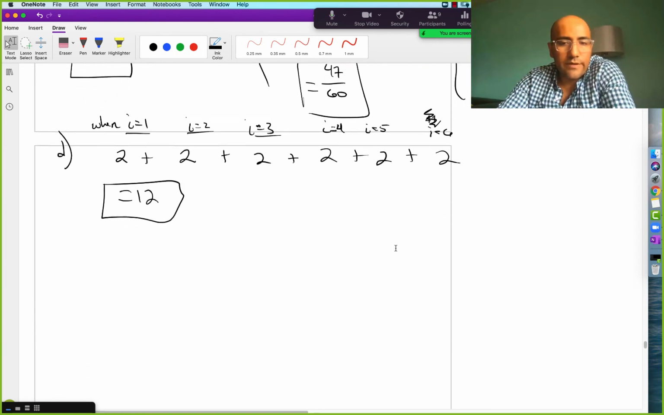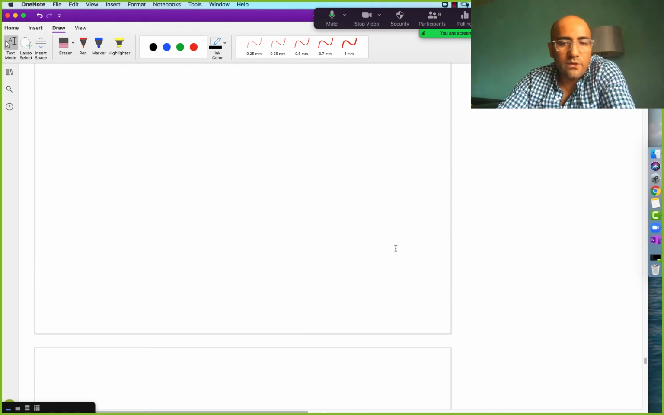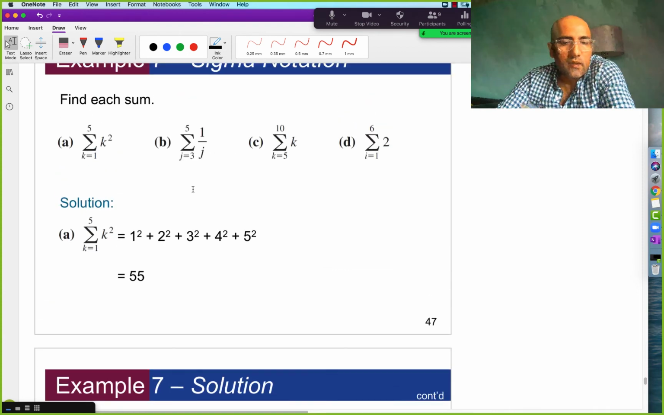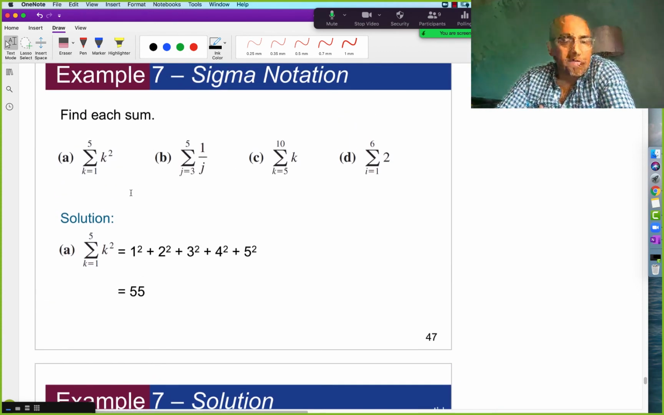Okay, here. So let's see what the author did. Probably the same, hopefully, unless I did something wrong. Okay, so for A, we're replacing the K value with 1, then 2, then 3, then 4, then 5, and every time we were squaring them, so we get these. Good. And then we get that.